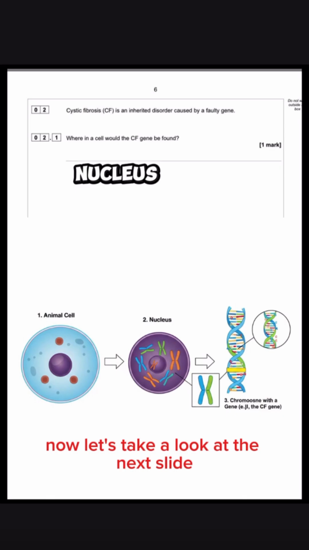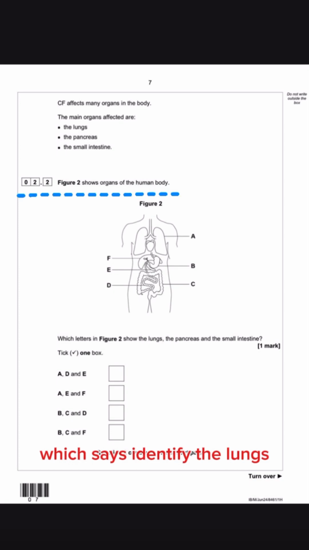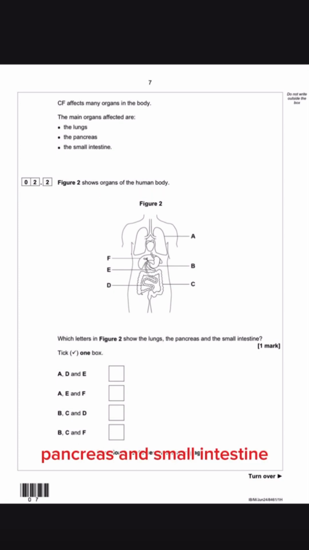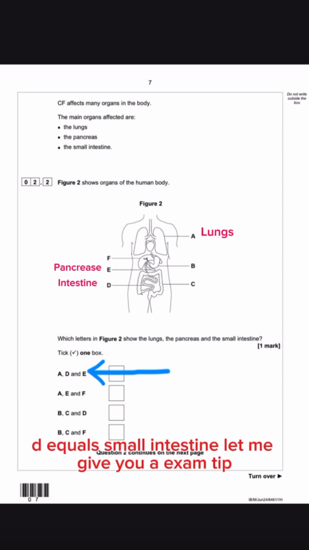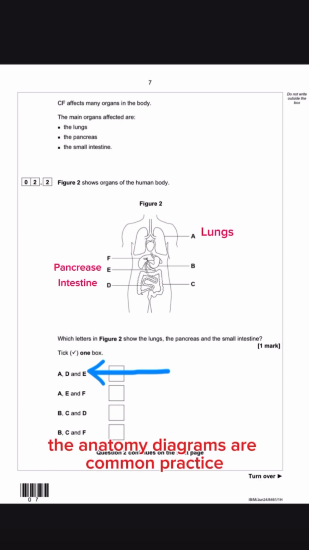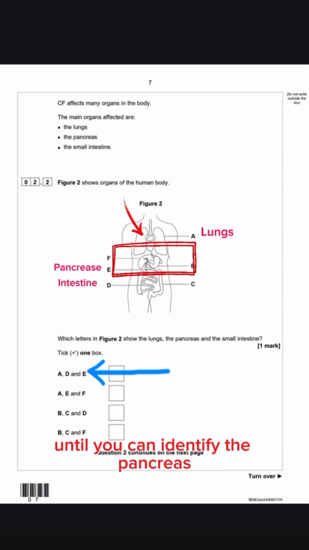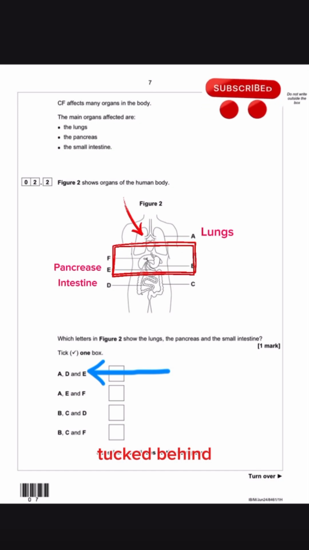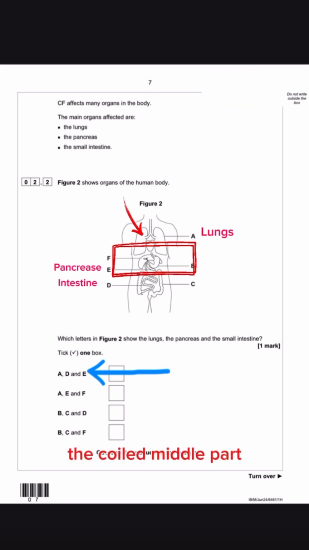Now let's take a look at the next slide, and moving forward to part 2.2 of question 2, which says identify the lungs, pancreas, and small intestine. Answer: A, E, and D. A equals lungs, E equals pancreas, D equals small intestine. Let me give you an exam tip. The anatomy diagrams are common. Practice labeling the digestive system until you can identify the pancreas, tucked behind under the stomach, and the small intestine, the coiled middle part, instantly.